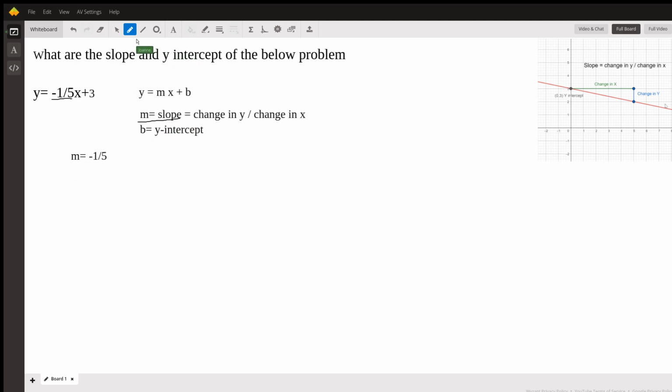And then the y-intercept here is number 3. It's what correlates to b over here. So that's the value of 3. So our y-intercept has a value of 3.